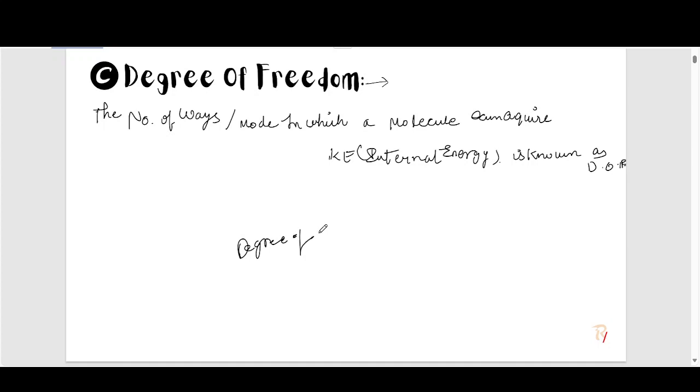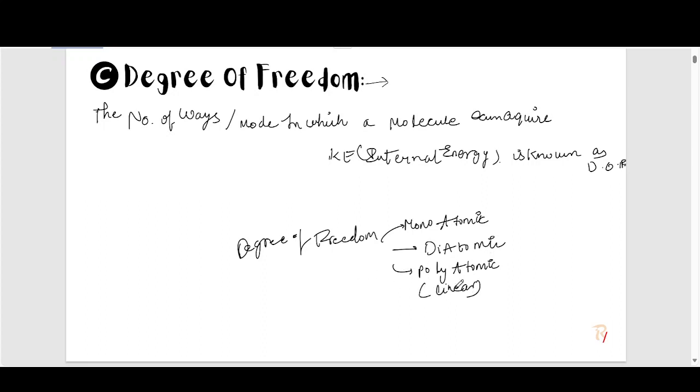Basically, degree of freedom is of four types: monoatomic, diatomic, polyatomic linear, and polyatomic non-linear.